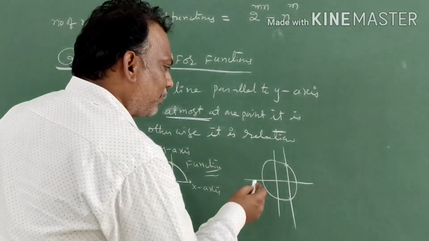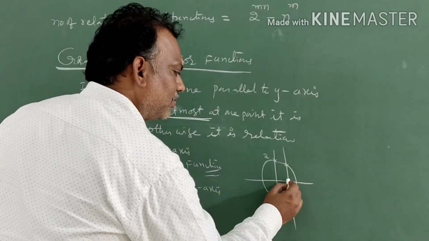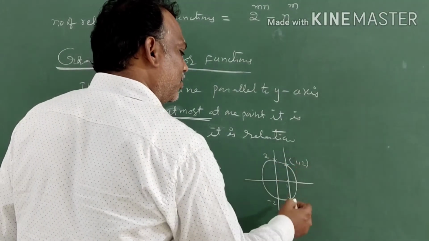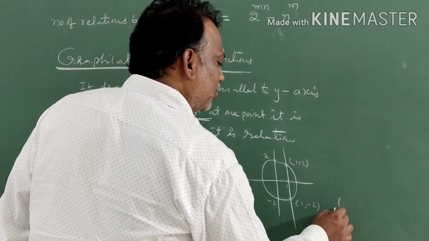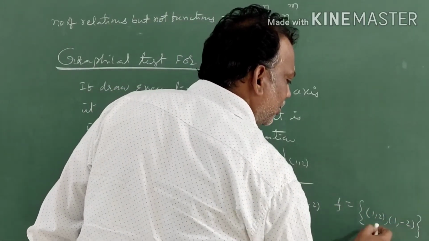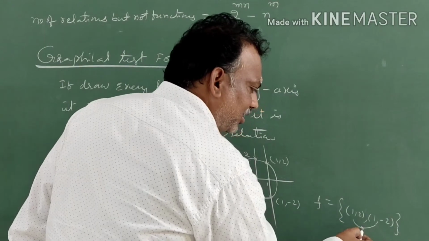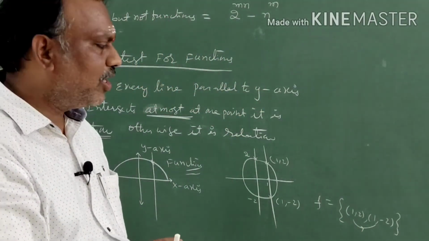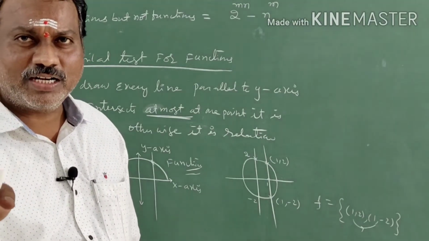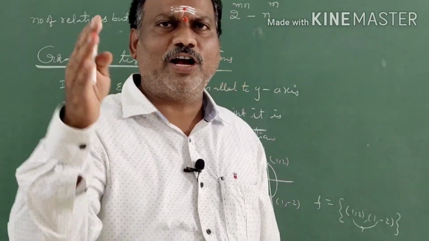Why? Because suppose the intersection points, you can take it as 2 and minus 2, at x-axis 1. While writing the ordered pairs, this is (1, 2), this is (1, -2). So f is equal to the set of ordered pairs (1, 2) and (1, -2). I told that a relation is said to be a function if no two distinct ordered pairs have the same first coordinate. In the ordered pairs (1, 2) and (1, -2), the first coordinate is 1 in both. That's why it is not a function. Clear, students? So whenever a diagram is given, just draw the vertical line and check whether it is a function or not.